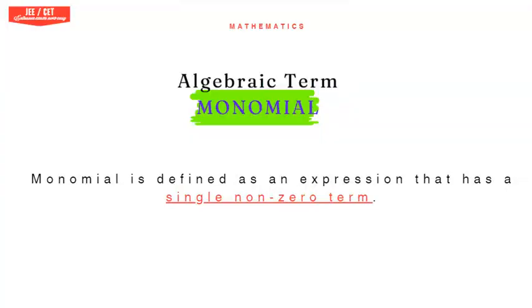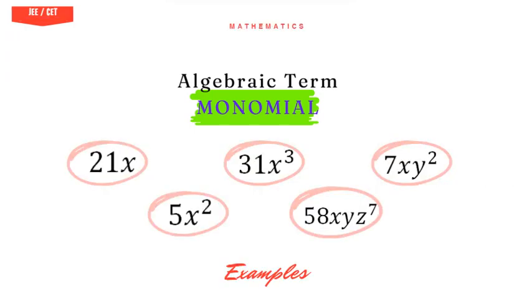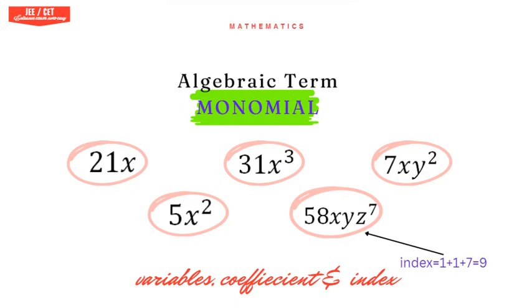In algebra, we often come across a term called monomial, which means a single non-zero term. For example, 21x, 31x cube, 7xy square, 5x square, 58xyz raised to 7, etc. In the algebraic monomial term, three definitions are very common.